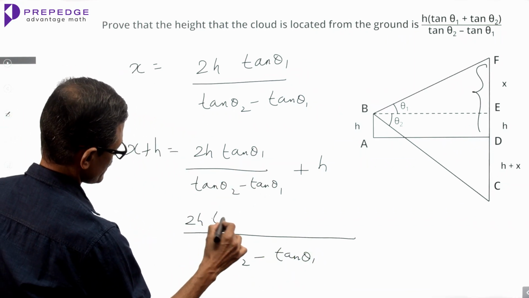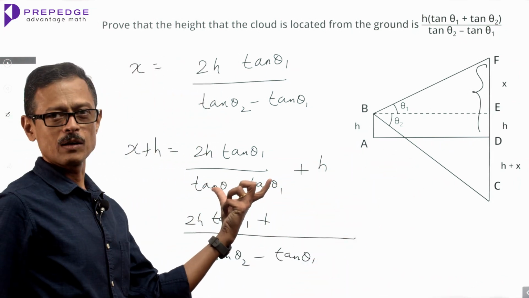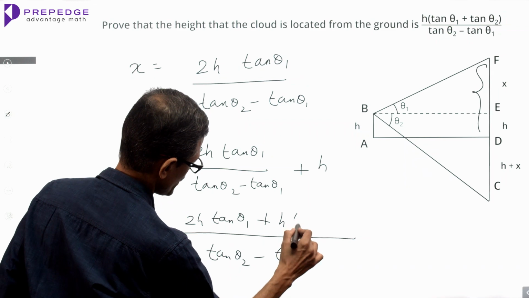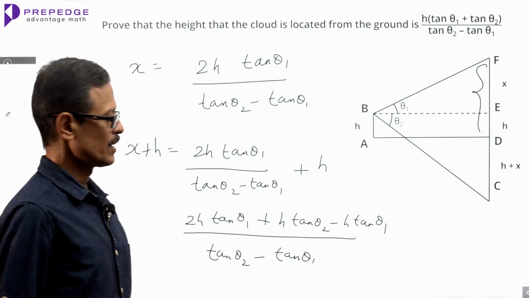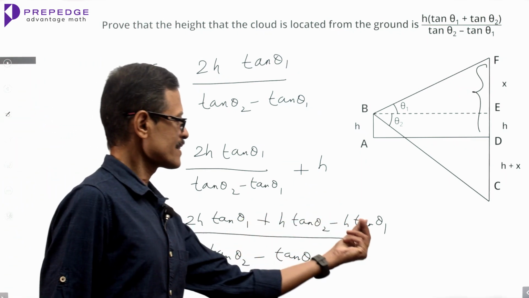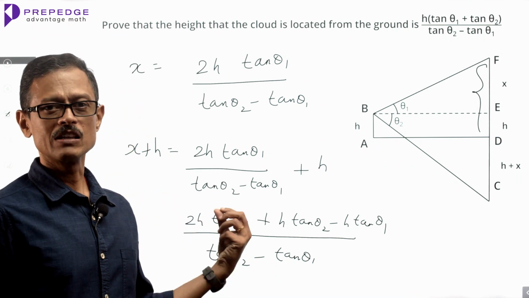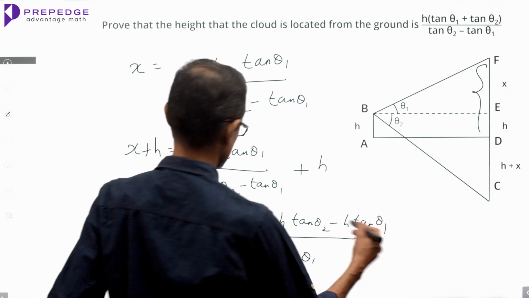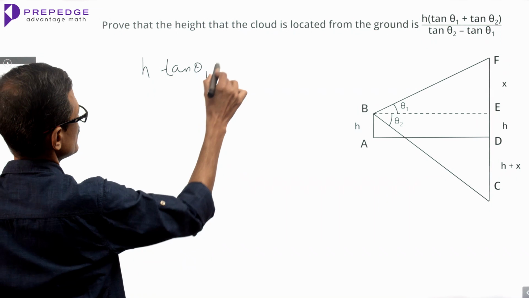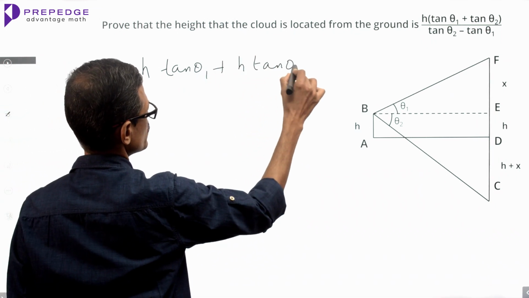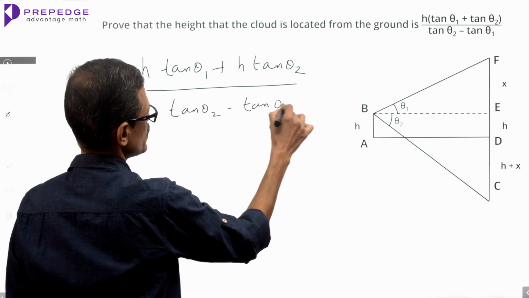The numerator is going to stay the same, tan theta 1, plus we multiply H into this denominator. Let's expand it: H into tan theta 2 minus H into tan theta 1. 2H tan theta 1 minus H tan theta 1. If from two H tan theta 1 we subtract one H tan theta 1, we'll be left with H tan theta 1. So this is equal to H tan theta 1 plus H tan theta 2 divided by tan theta 2 minus tan theta 1, which is what we need to prove, right?